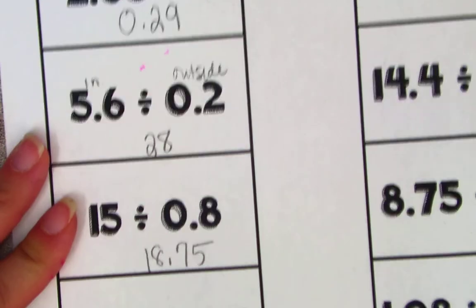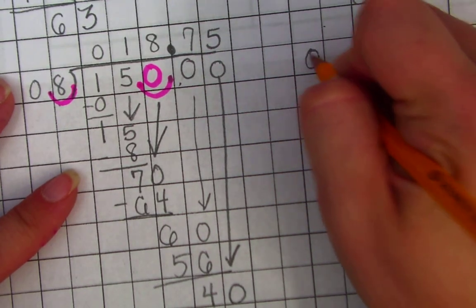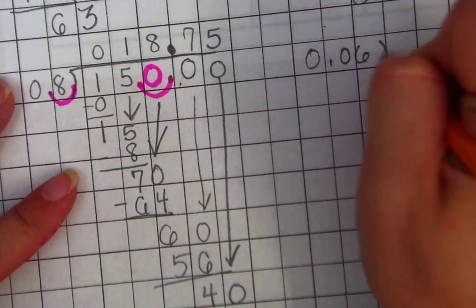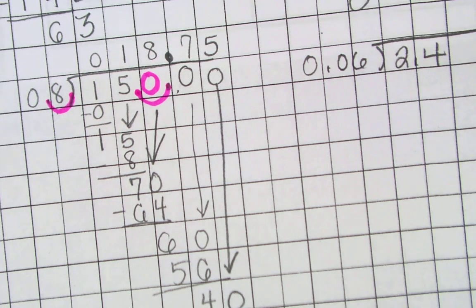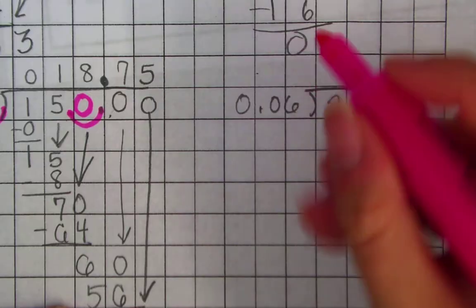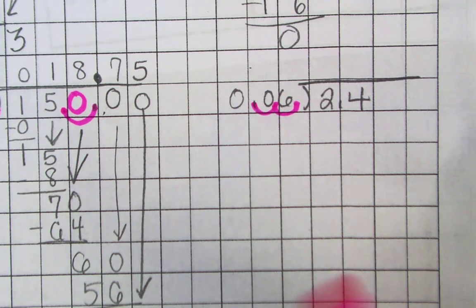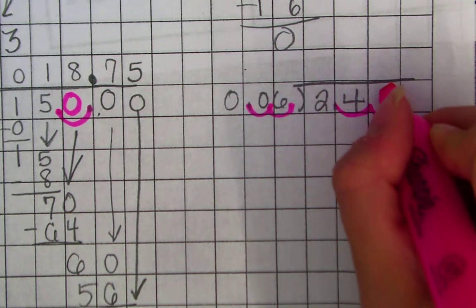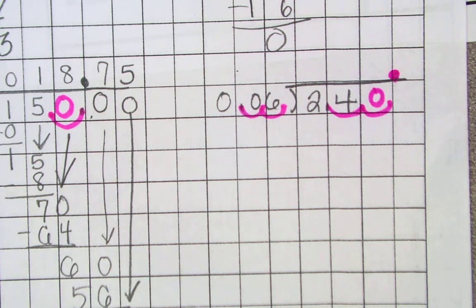Let's look at the next one. I need to do 2.4 divided by 0.06. So once again, I'm going to come up here, and it's going to be 0.06 divided by 2.4. Okay? What do you notice that we have to do first? Can't have a decimal on this side, so I've got to move this over 1, 2. So what do I have to do to this side? I have to move it over 1, 2. So I have to put a 0 there. My decimal is now right there.